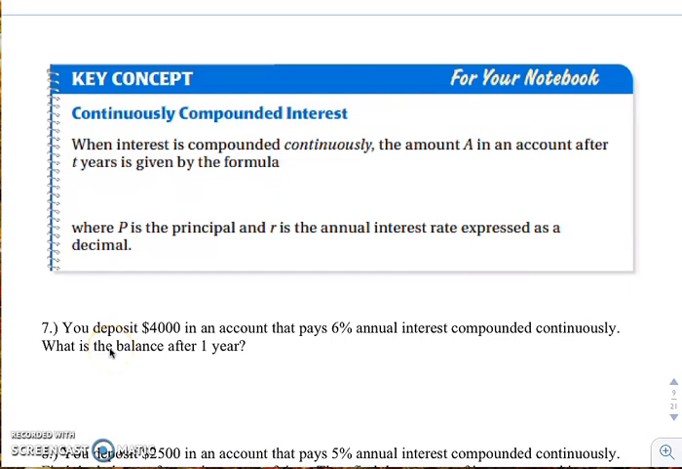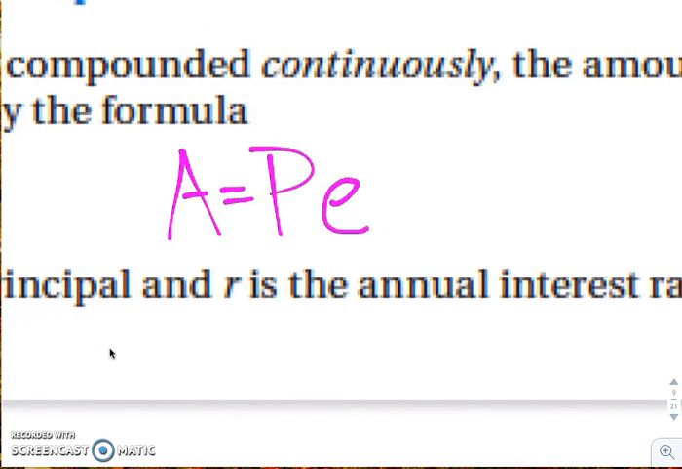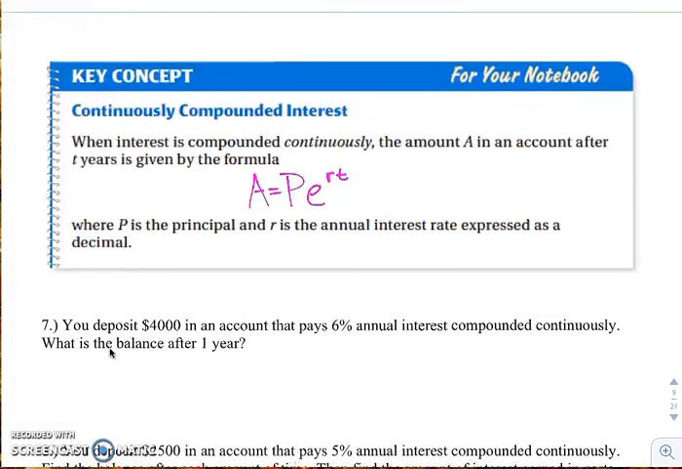Interest can also compound continuously. When interest is compounded continuously, the amount A, which is still the same thing we've been talking about, in an account after 2 years is given by the formula A equals your principal, P, times e to the power of r times t. So I'll usually say PERT. But you're going to know to use this equation when you see the word continuously.